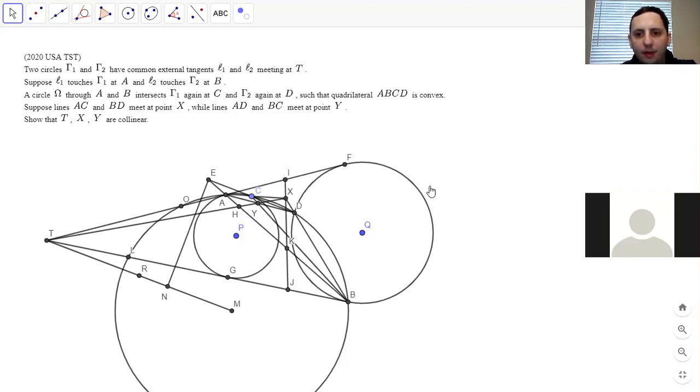Okay. So if we could prove this, so T, Y, and X are collinear. So you want to show that the cross ratio of those four lines AT, AY, AH, AX is the same for B.